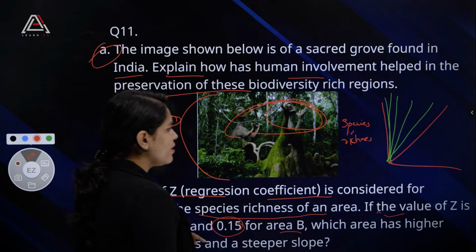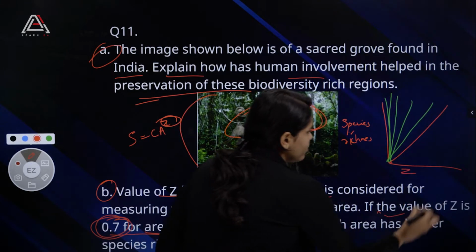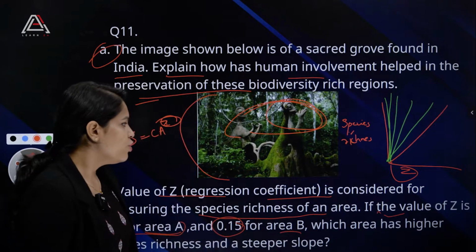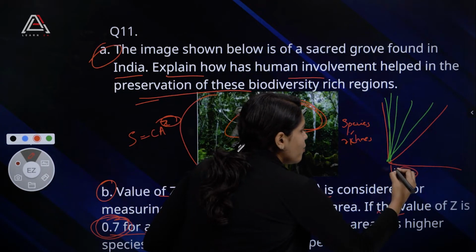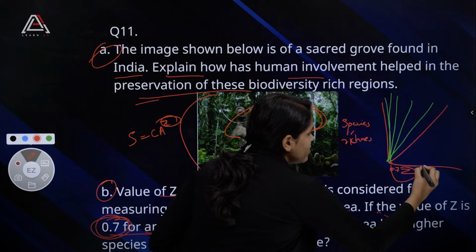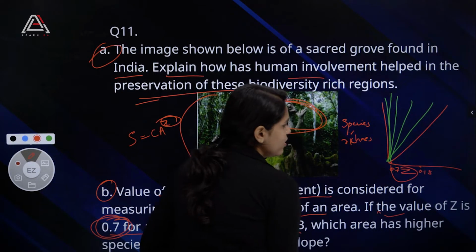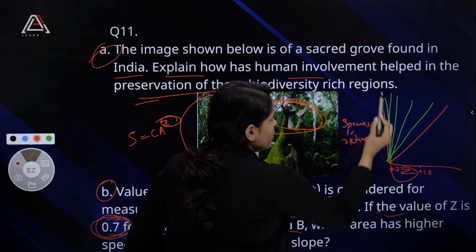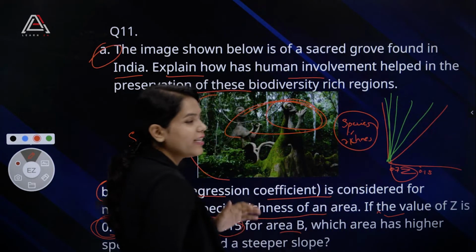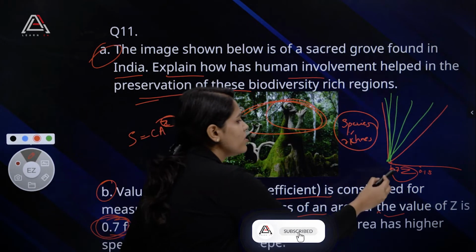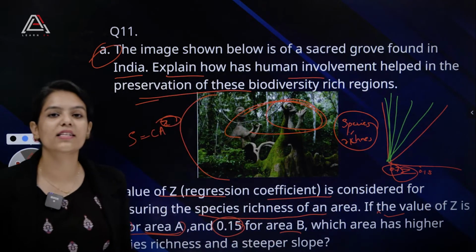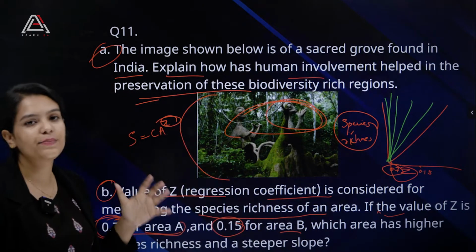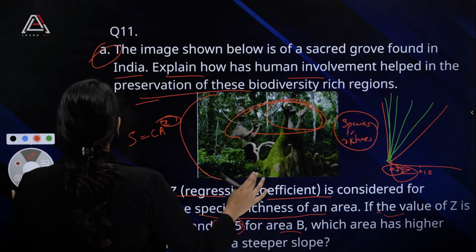How? This is the regression coefficient. Consider this as the regression coefficient, that is Z. If you can see, 0.17 is mentioned here and 0.15 is mentioned here. You can see that as the slope goes higher, the species richness is increasing. So that is how 0.7 will have the steeper slope and high species richness. So that's it, you have to explain that.